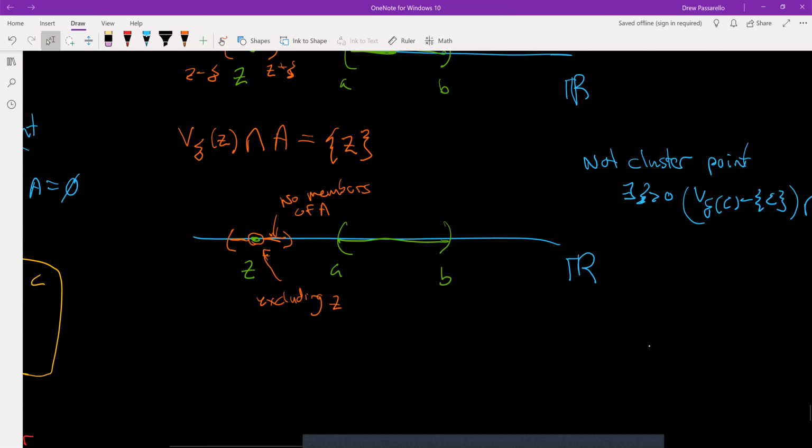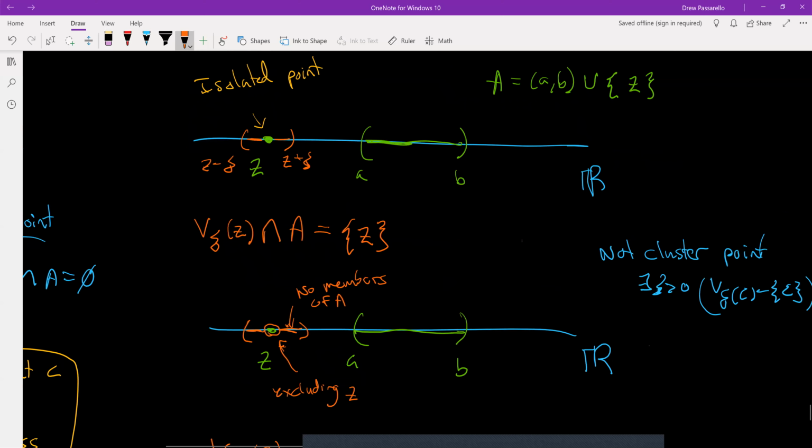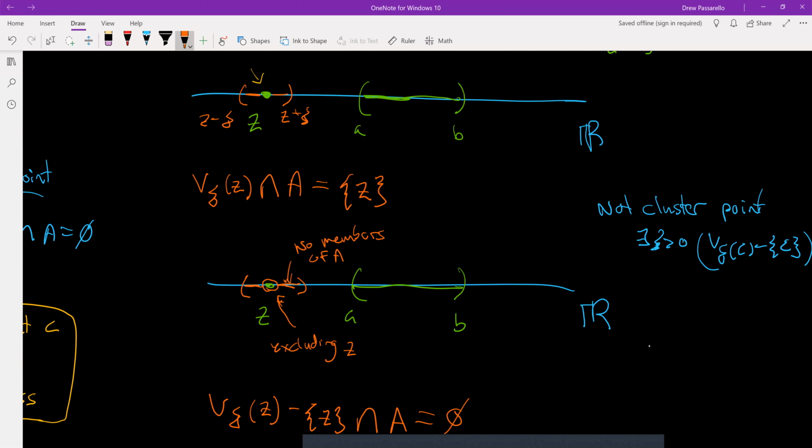Whereas if we had the punctured delta neighborhood, meaning we have the delta neighborhood around Z but subtract out Z, and then we intersect that with A, since it's punctured, we exclude Z. Since Z is an element of A, and everything else in this delta neighborhood is not an element of A, this is an empty set. So that case is an isolated point.